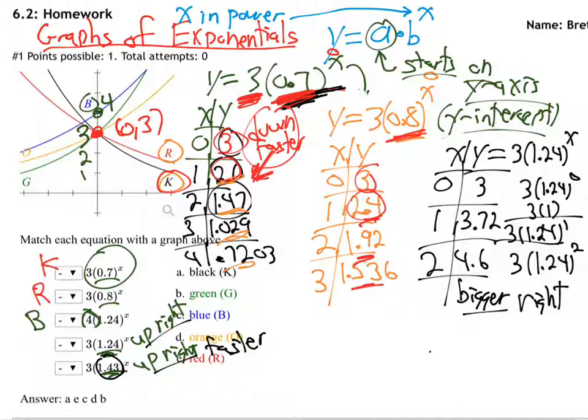So which one's going up faster? We're talking about these two that are going through the 3. They both start at 3 on the y-axis. So it's either this orange or the green. The green one's going up faster, right? This one's going to be the green that's going up faster, and the orange one is going up from 3, but not as fast. So there we go. That's how we do that.